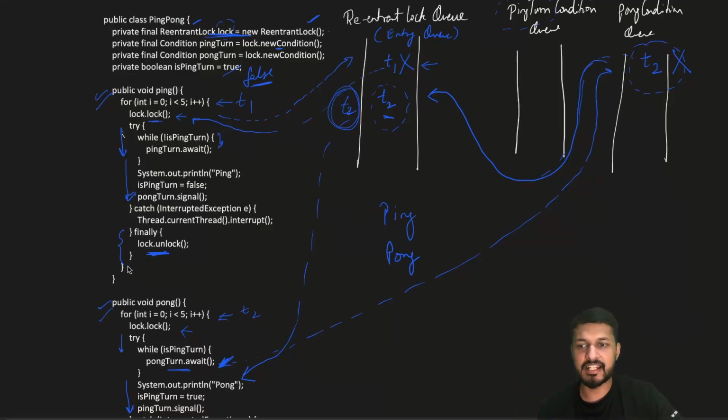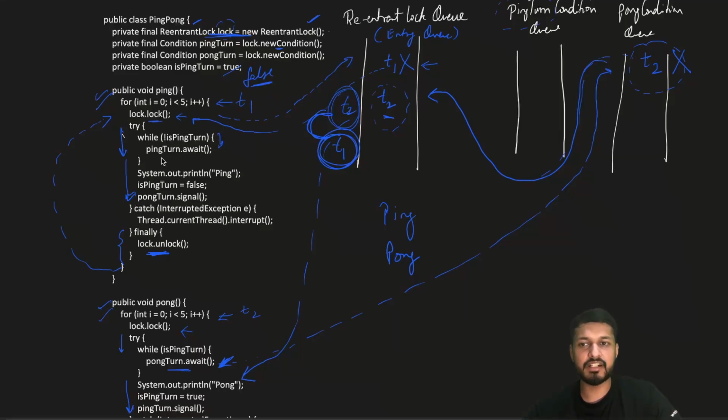And after that, before T2 can acquire the lock, if T1 goes and again calls lock.lock, then T1 will also go ahead and wait in the entry queue. So both T1 and T2 will be in contention to acquire the lock. Now suppose again T1 acquires the lock. If T1 acquires the lock, then this statement will be executed: while not isPingTurn. Now the value of isPingTurn is false, so this will become true.